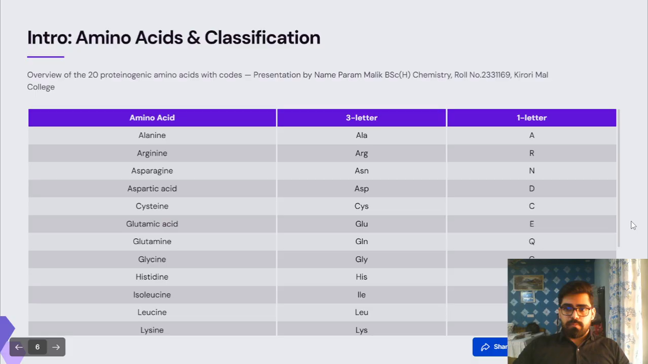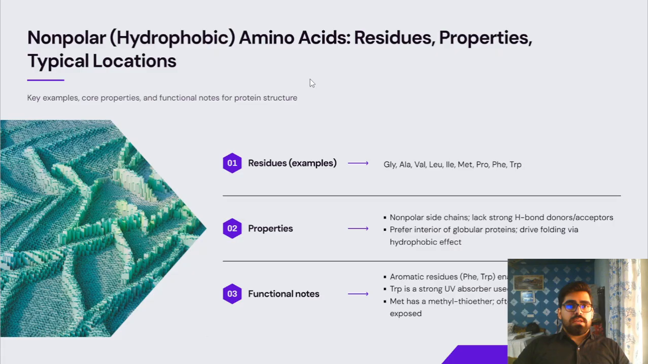So the first classification of amino acids is non-polar. Non-polar means they don't have positive or negative charges at the end, so they are hydrophobic. If they are not charged at the ends, they will not react with water, so they are not soluble. The best examples are glycine, alanine, valine, leucine, isoleucine, methionine, proline.